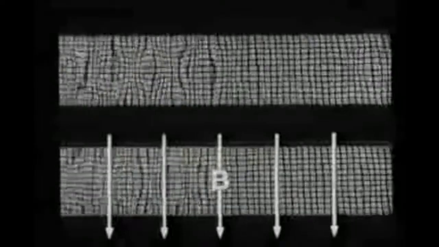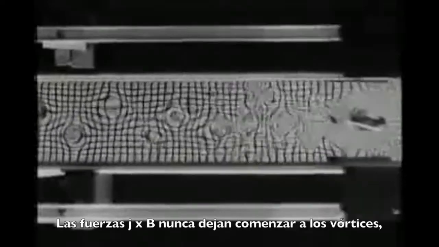Let's repeat that shot. Here, we're outside the field. And now the blade enters the field, which is stronger than before. The J cross B forces never let the vortices get started. They reappear as soon as the blade leaves the field. We've now seen rotational J cross B forces creating vorticity and suppressing it.